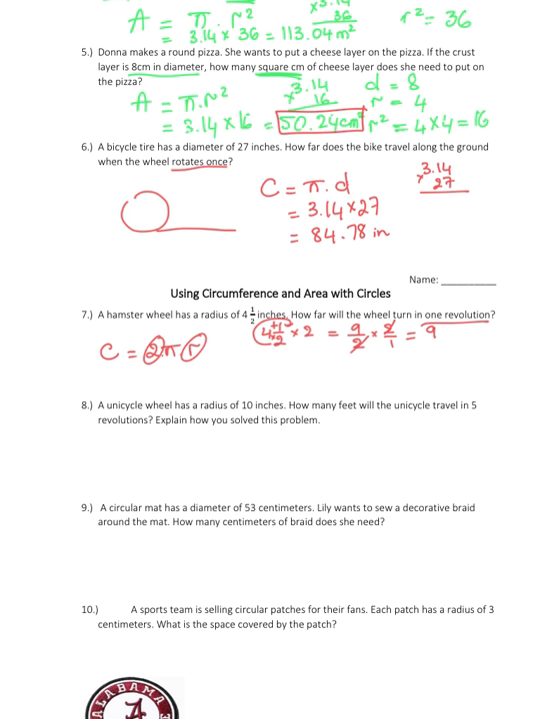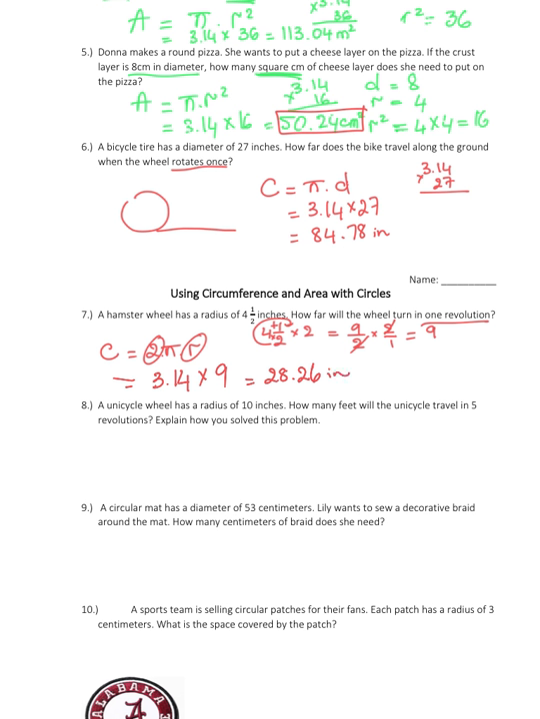So we'll do pi is 3.14 times 9. And you can pause the video, line them up, and multiply those two numbers. I have 28.26 inches.